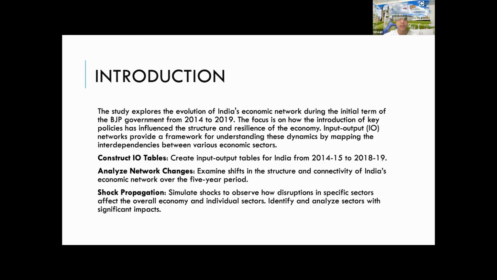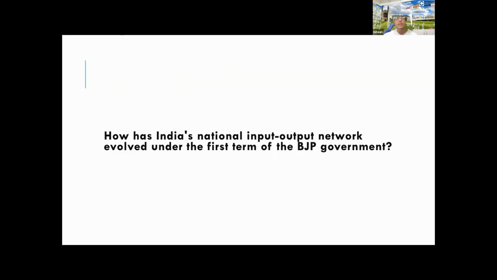The main three objectives for the paper were to construct input-output tables for India from 2014 to 2019, analyze network changes, examining shifts in the structure and connectivity of India's economic network over the 5-year period. Thirdly, shock propagation: simulate shocks to observe how disruptions in specific sectors affect the overall economy and individual sectors. We then identified and analyzed the sectors with significant impacts. The research question I aim to address is how has India's national input-output network evolved under the first term of the BJP government?